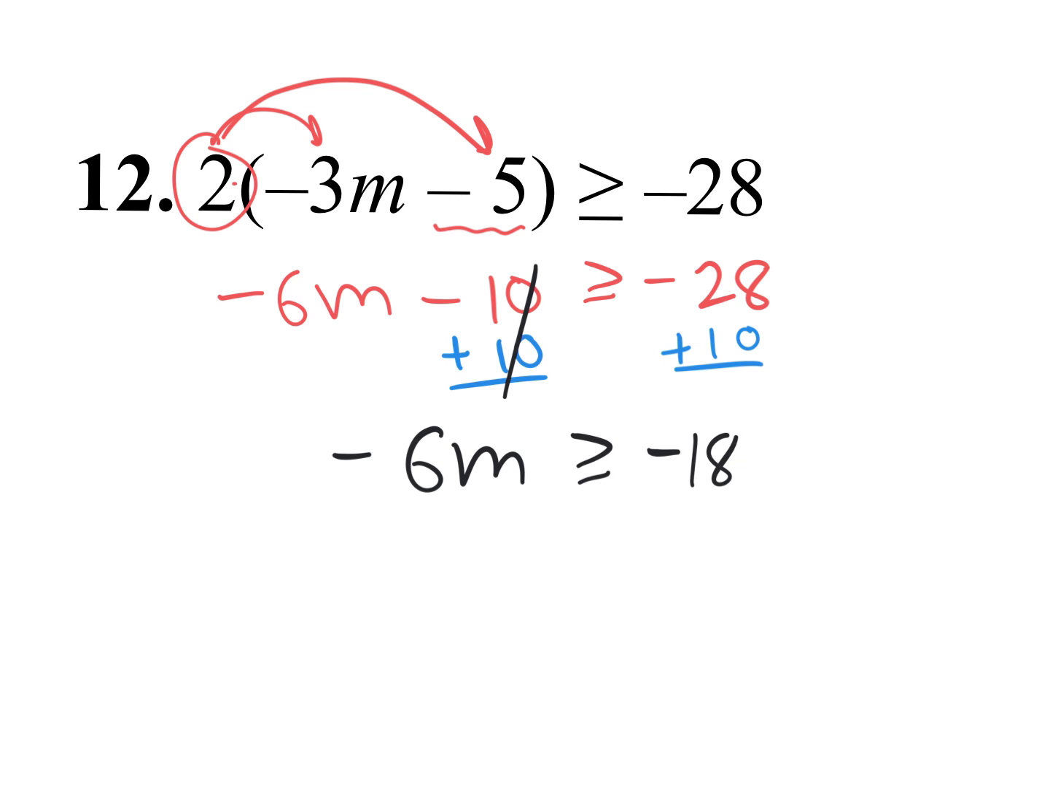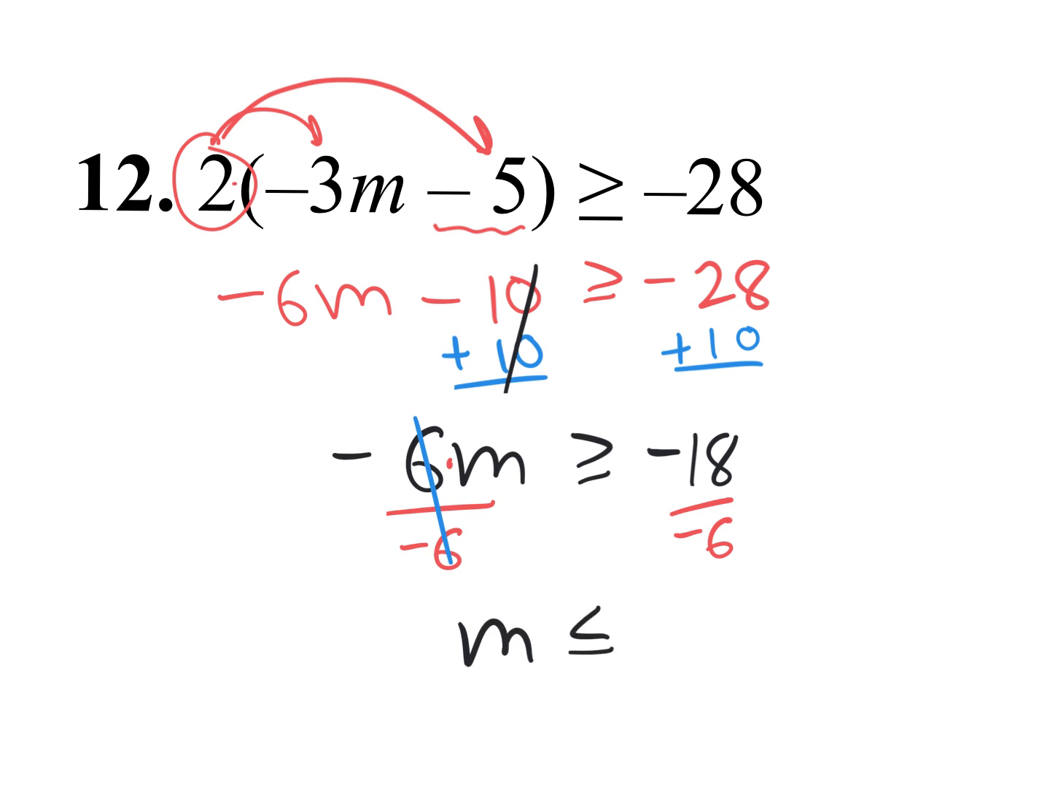Again, this is saying negative 6 times m. So if you want to get rid of the multiplication of negative 6, you do the opposite of multiplying, which is dividing by negative 6. And what you do to one side, you do to the other side. That will give you m is less than or equal to.